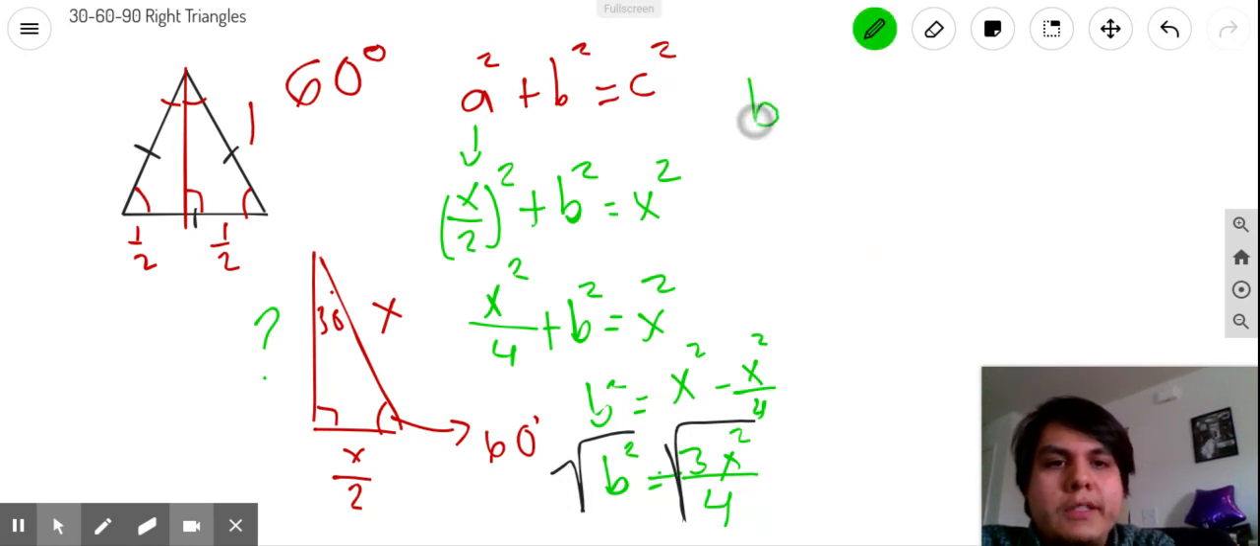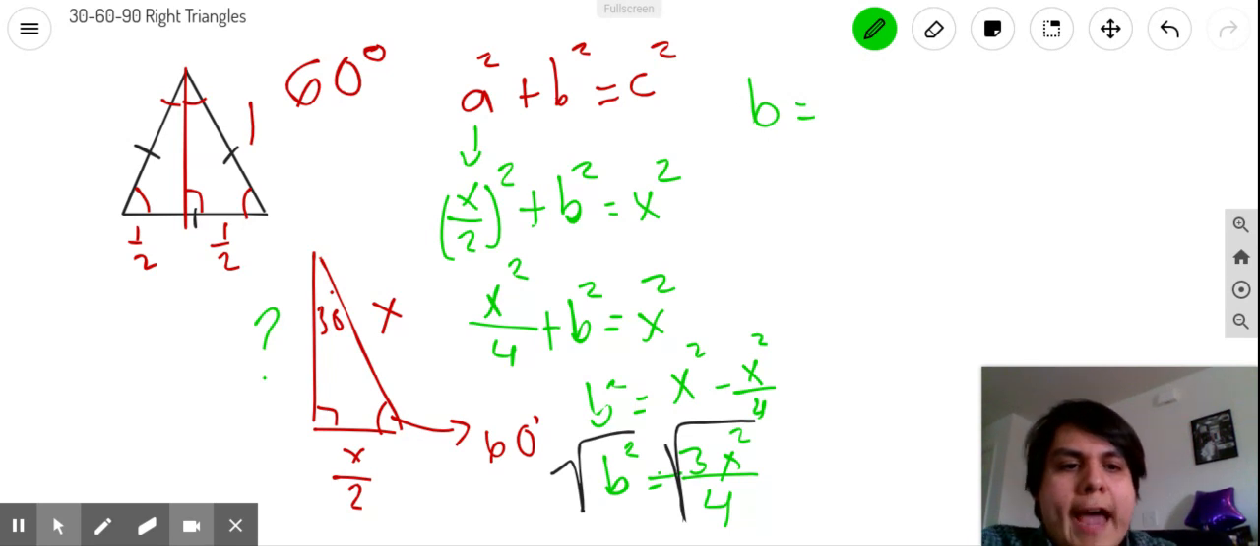Doing so means that I have b equals, I can't square root 3, so I'm going to have a radical 3. But I can square root the x squared, so that's going to pull that x out. And I can square root the 4, so that's going to give me a 2. So that's what my third side should be.